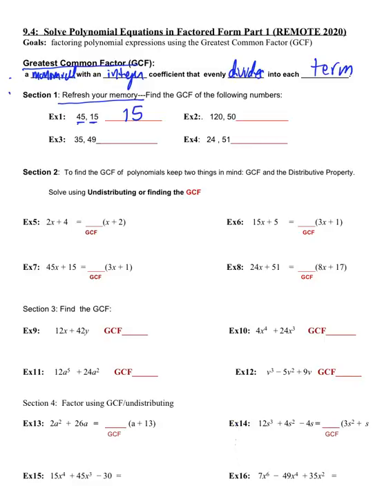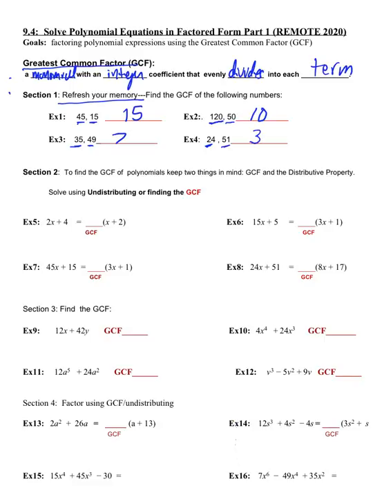For 2, the highest number that goes into 120 and 50 is 10. GCF. For 35 and 42, the highest factor that divides evenly into both of them is 7. All right? And then for the last one, the greatest number that evenly divides into 24 and 51 is 3.